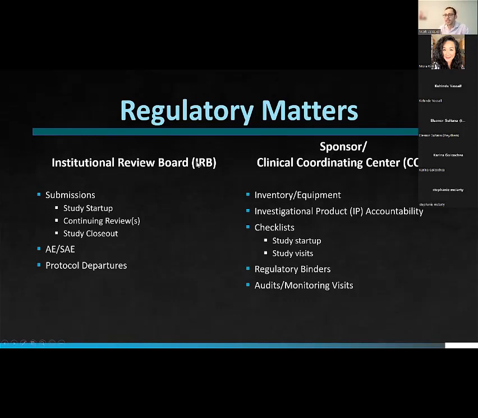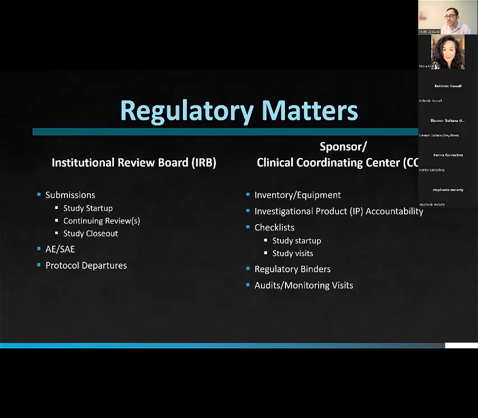And it's generally a centralized IRB, but these are people that are expecting particular submissions of paperwork at study startup. They'll expect it during the continuing review, that's every year, and during study closeout. And they want documentation of our AEs or SAEs, protocol departures. They don't do any hand holding, or provide checklists like the Clinical Coordinating Center does. So here at MS, we're the Clinical Coordinating Center.